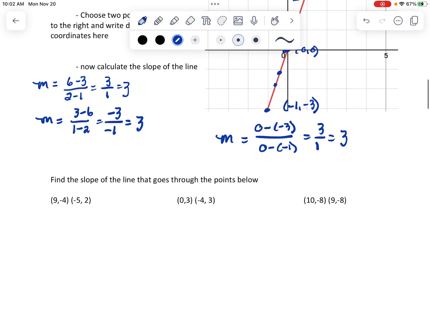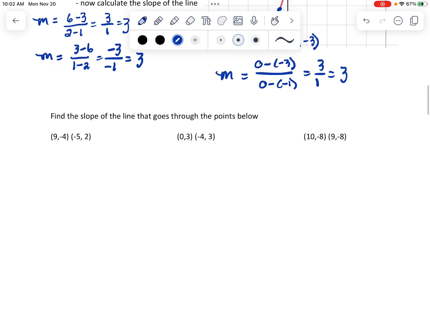you pick. So pause the video, and then I want you to find the slope of the line that goes through these pairs of points, and then turn the video back on and we will go through it.